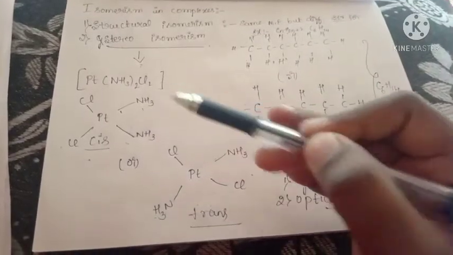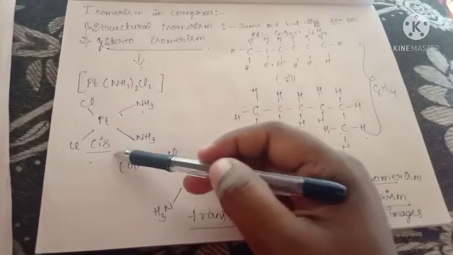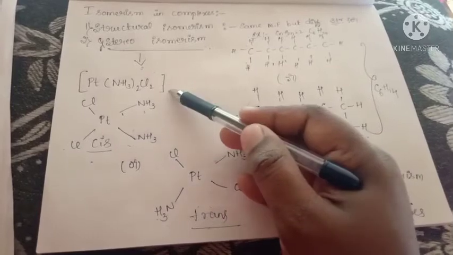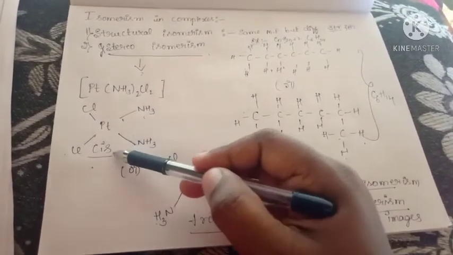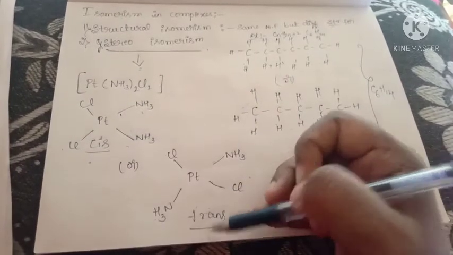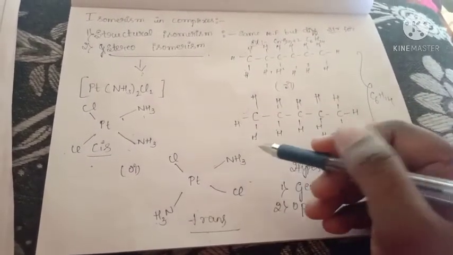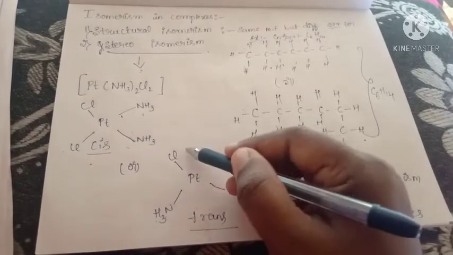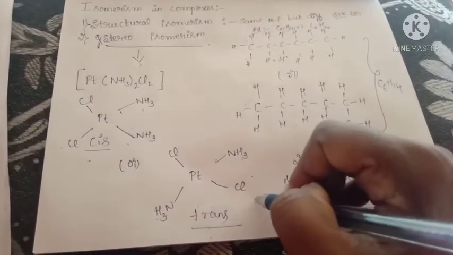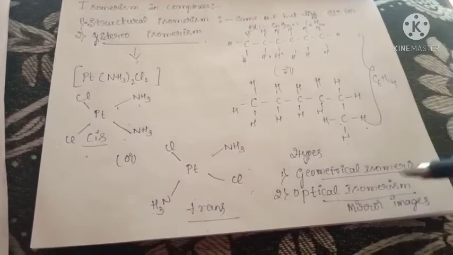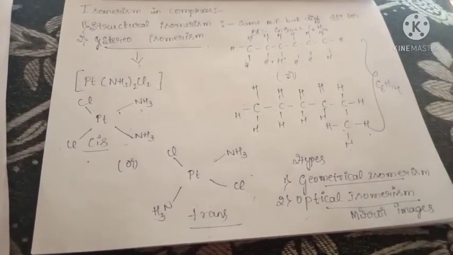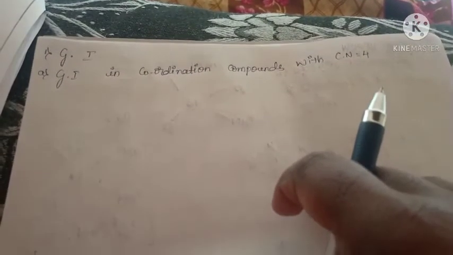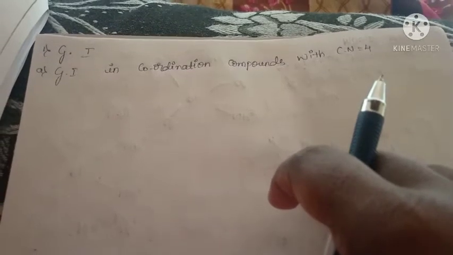Geometrical isomerism means cis and trans isomer. Here the same ligands present on the same side is called cis. Trans isomer means the same ligands present on opposite sides. Optical isomerism is known through mirror images. Okay, next we move on to geometrical isomerism.